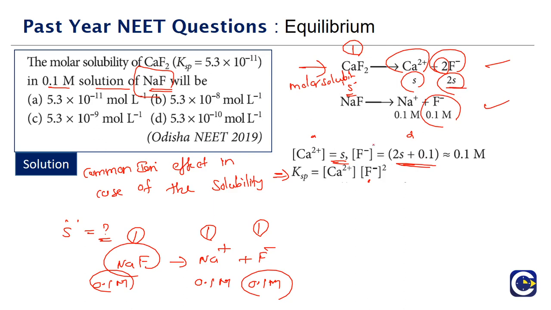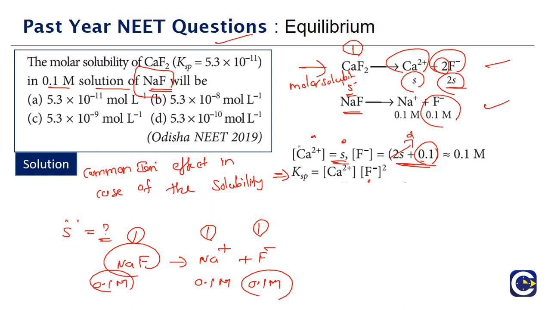2S, which is coming from the dissolution of CaF2, plus 0.1. And if you look at the order of Ksp, what is the order of Ksp? 10 to the power of minus 11 means the molar solubility value will be less only in comparison to the F minus ion concentration coming from the sodium fluoride dissolution, which is 0.1. So in this F minus concentration, what is the expression? 2S plus 0.1. So we can neglect this 2S value.